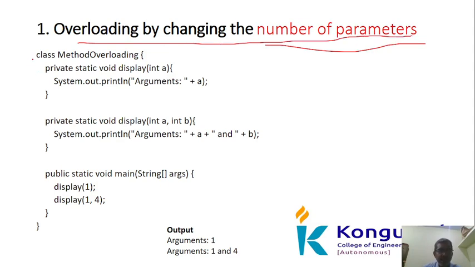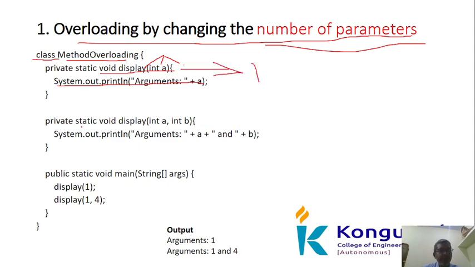Here I have given the class name, MethodOverloading. Inside it, I am going to give private static void display. This is one of the method names. void display(int a). Inside I am giving only one parameter. I am going to print the value of the argument given inside this parameter. So this is method number one.